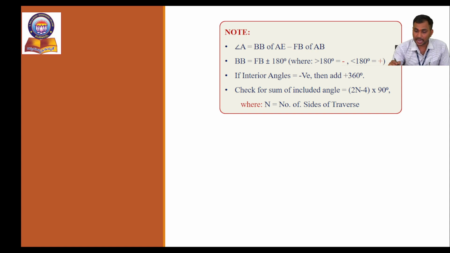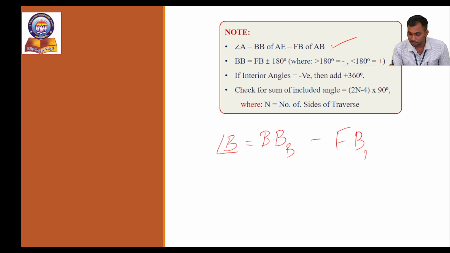If we are going to calculate an interior angle, for example interior angle B, we have to apply the formula: back bearing of B minus fore bearing of B. What is the back bearing? It is the previous letter for B, that is BA. What is the forward letter for B? That is BC. So we apply the formula like this. For the interior angle, it is the back bearing of BA and the fore bearing of BC. You can observe here.